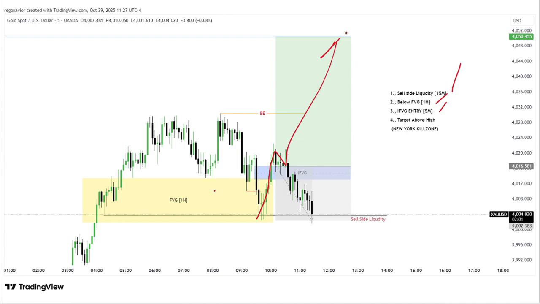Where the price is here, the price is in the premium. So if you're going to buy, you should buy in the discount, so this is the mistake. In the previous trade I was not patient, so I got punished.